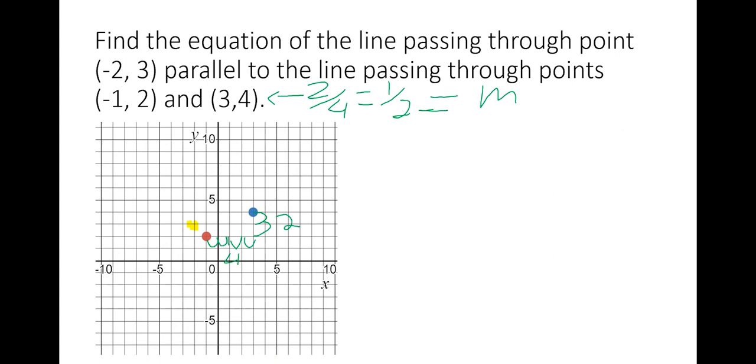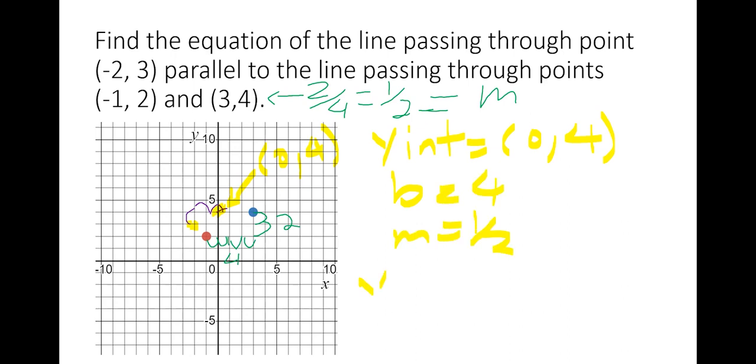So it's go up 1 and right 2. 1, 2. So we cross our y-axis right here, which is 0, 4. So our y-intercept is 0, 4. Now b is 4, m is 1/2. If we want to write the equation, y equals half x plus 4. That's our equation.